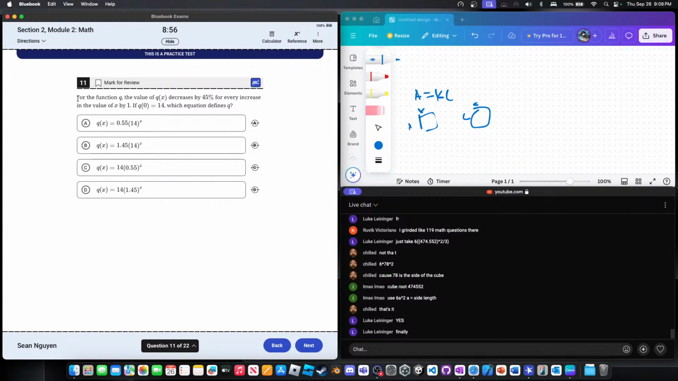For the function q, the value q of x decreases by 45% for every increase in the value of x by 1. If q of 0 is equal to 14, which equation defines q?